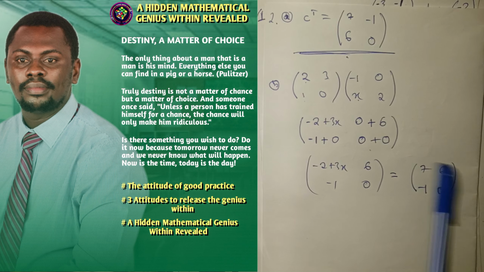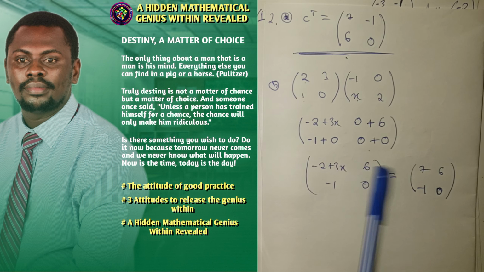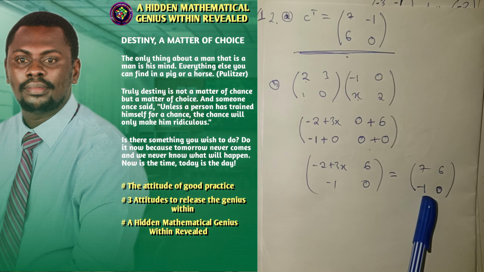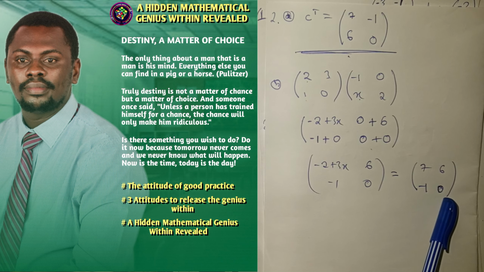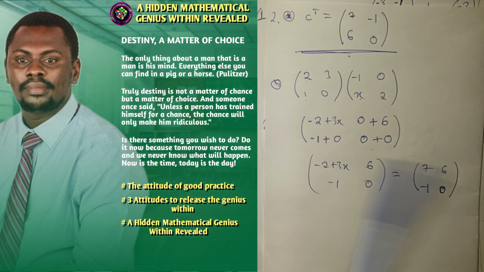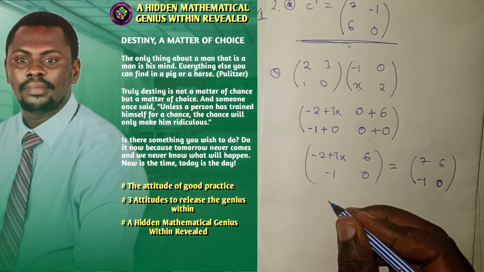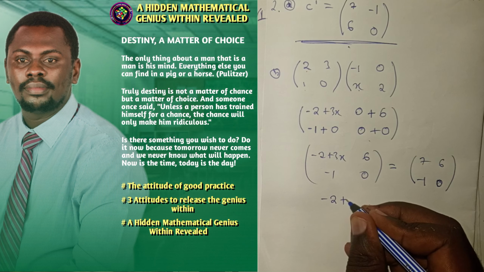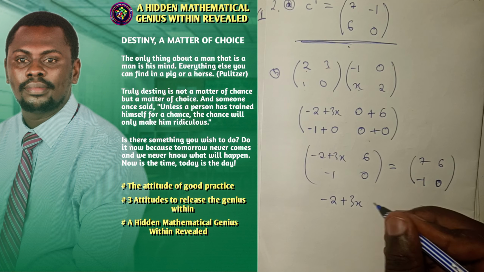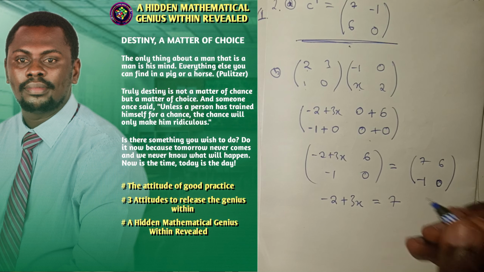6 is equal to 6, you can see that it's even confirming itself. -1 is equal to -1. 0 is equal to 0. So -2 plus 3x should give us 7. Then you solve for x.